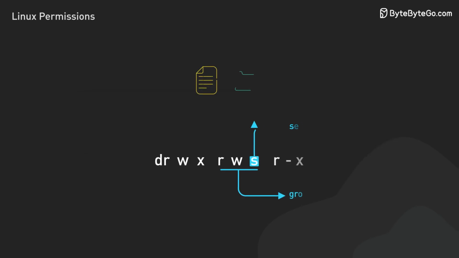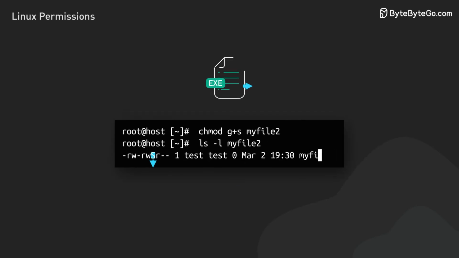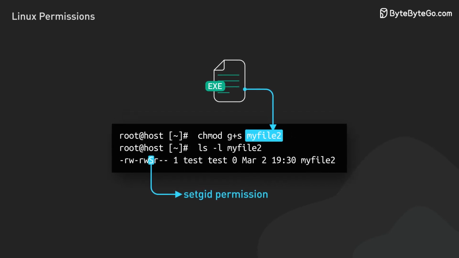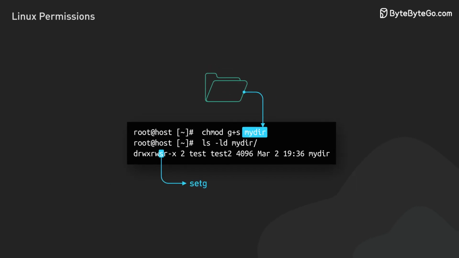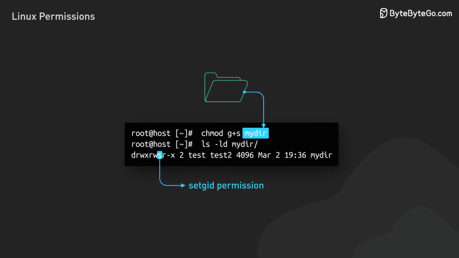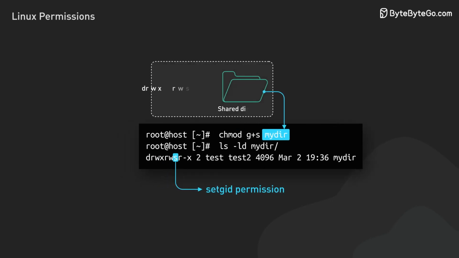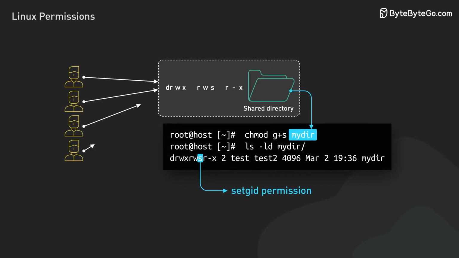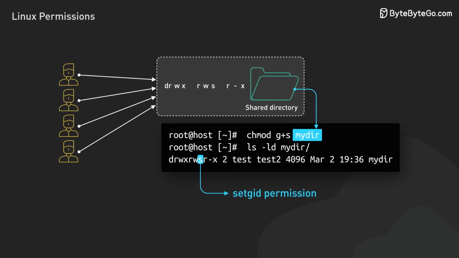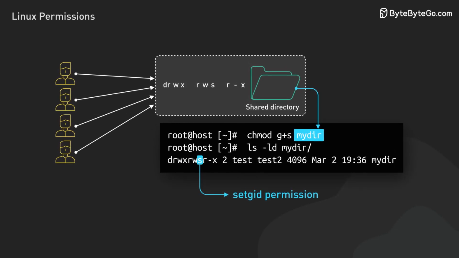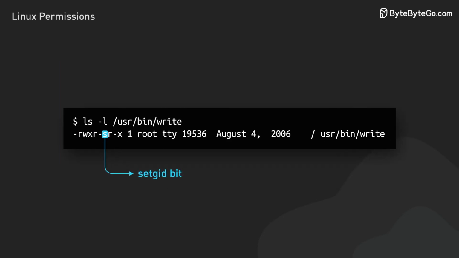The setgid bit can be set on files or directories. On an executable file, it allows the file to run with the permissions of the group that owns the file. On a directory, it ensures that new files and directories created within the directory inherit the group ownership of the directory. This is useful for shared project directories, ensuring all files created within have the same group ownership, allowing team members the necessary access permissions. When the setgid bit is set, the execute bit for the group shows as s.